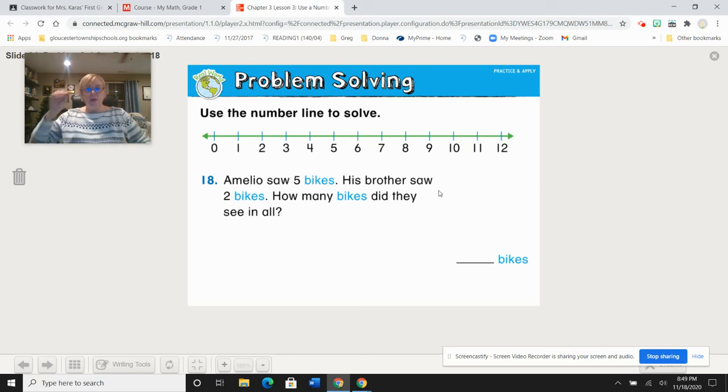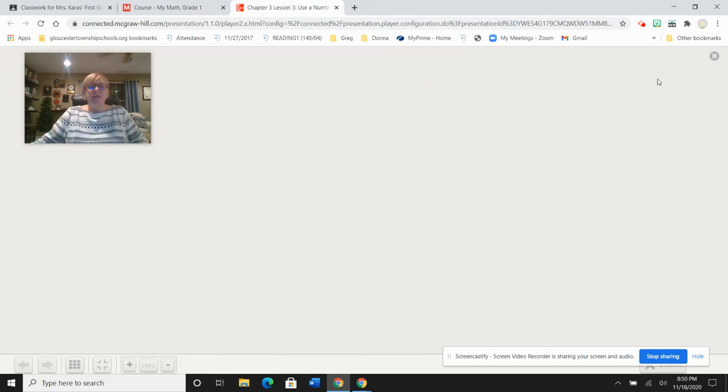Okay, let's look at our problem solving. Emilio saw 5 bikes. His brother saw 2 bikes. How many bikes did they see in all? So which is the larger number? Put your finger on the number line on the largest number or the greater number. Put it here. How many did his brother see? 2, that's right. So, ready? Count with me as you move your finger. 1, 2. How many did they see in all? 7. Very good.